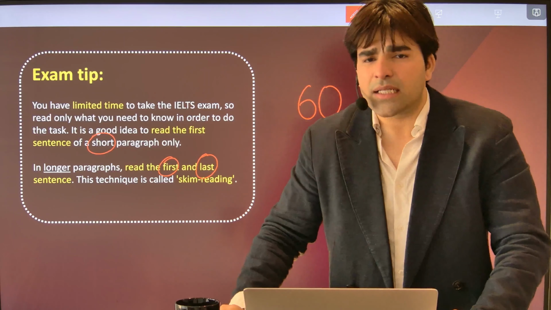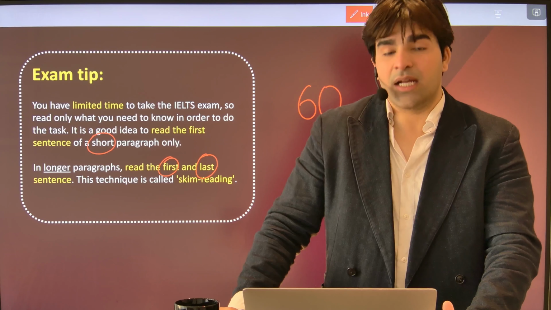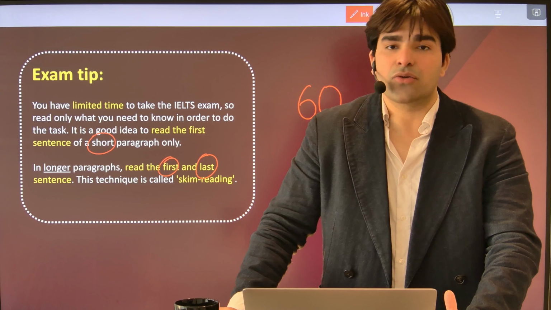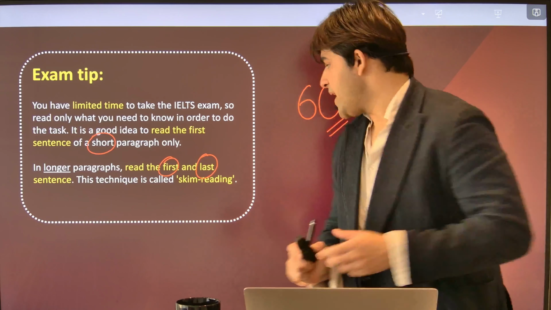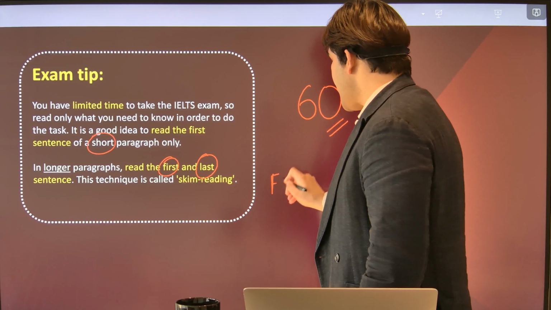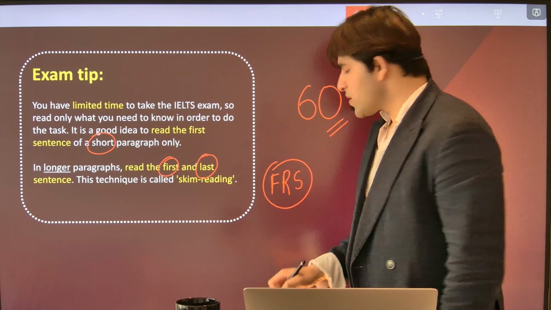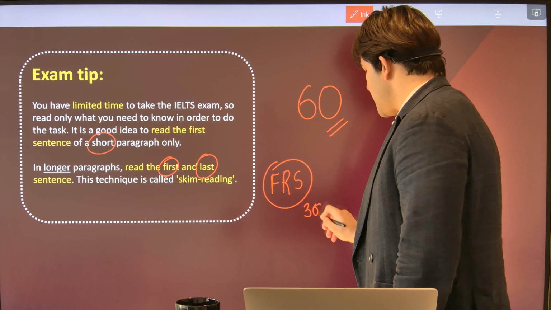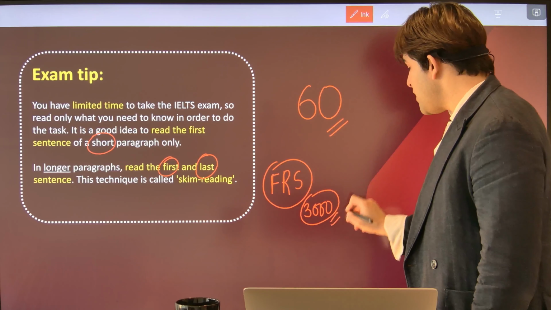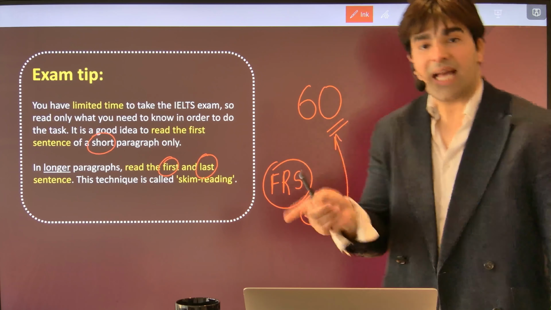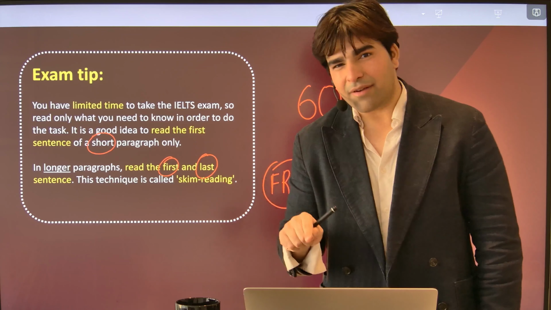Why do we do that? Because it is a reading strategy. It's called fast reading strategy. FRS. What do we call it? FRS. You have to read approximately 3,000 words. Listen to me. You have to read approximately 3,000 words in 60 minutes and give answers to those questions as well.